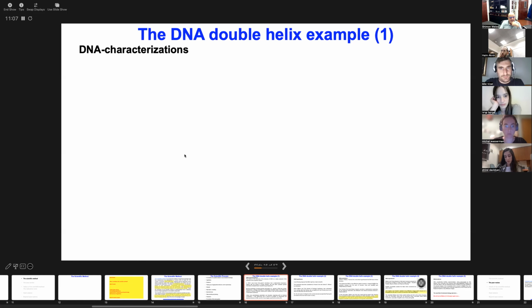So let's analyze the case of Watson and Crick. We are going to come back to this when we analyze how to write a good paper, but let's just see how the discovery of the structure of double-strand DNA as a double helix was constructed in terms of the scientific method.